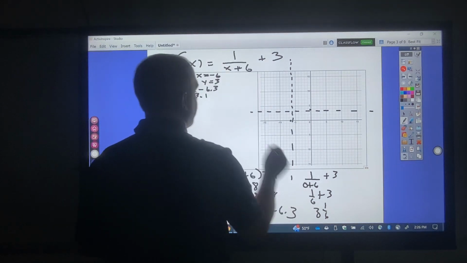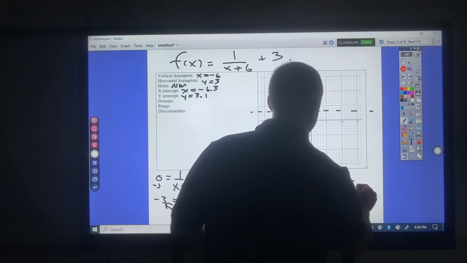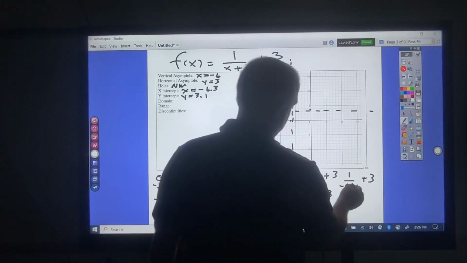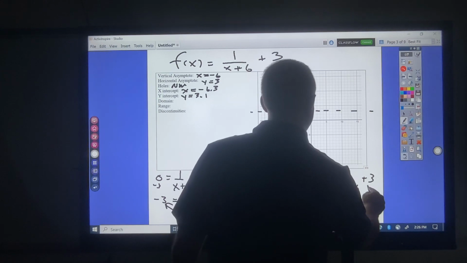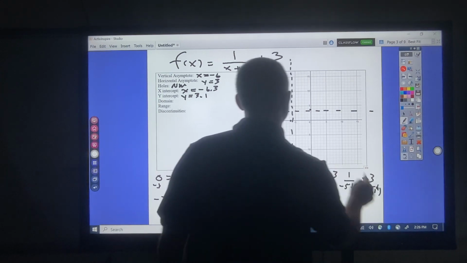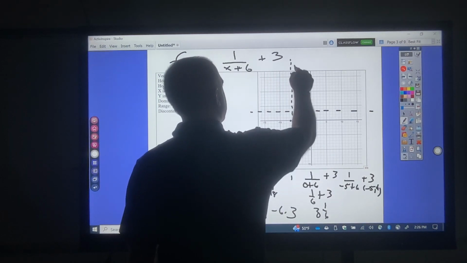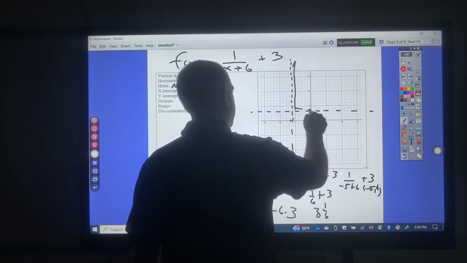I could put negative 5 in there. That's 1 over 1, which is 1. 1 plus 3 would be 4. So if I put negative 5, that's negative 5 over 4 up, so that's here. So we know that this is going to do this action.